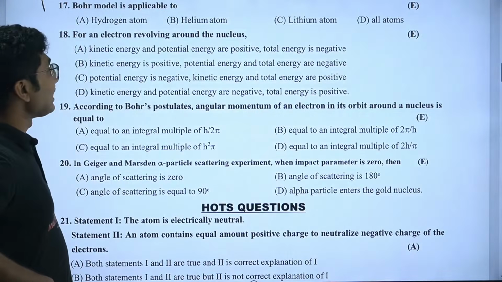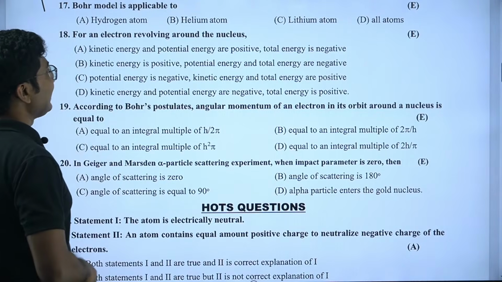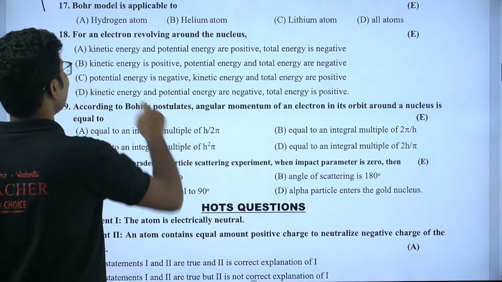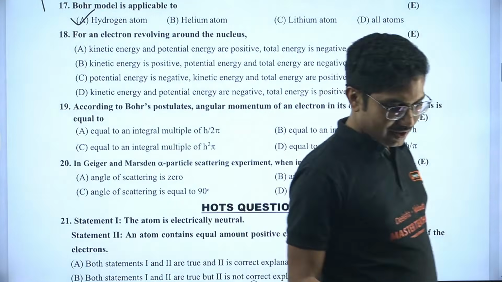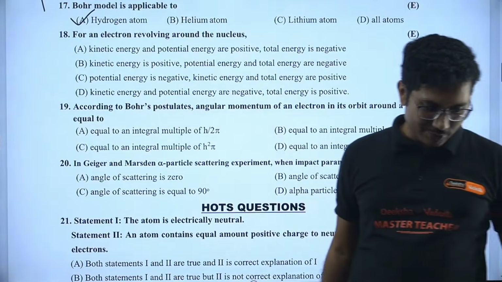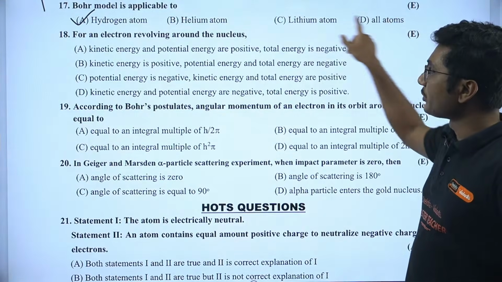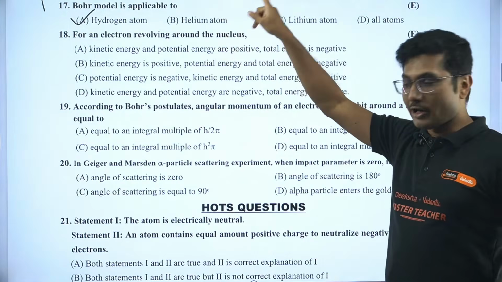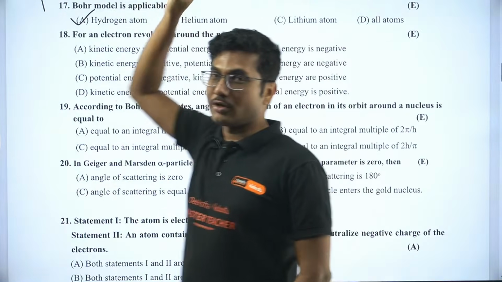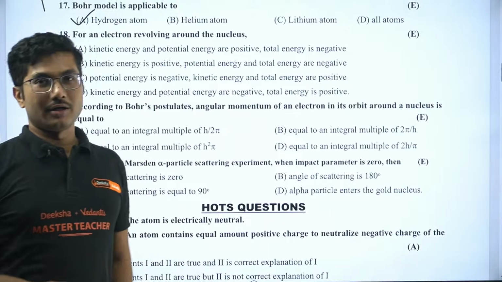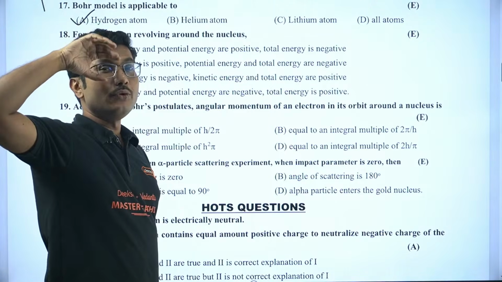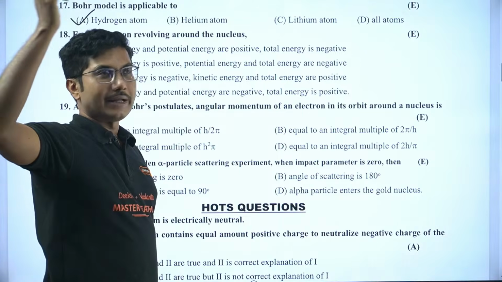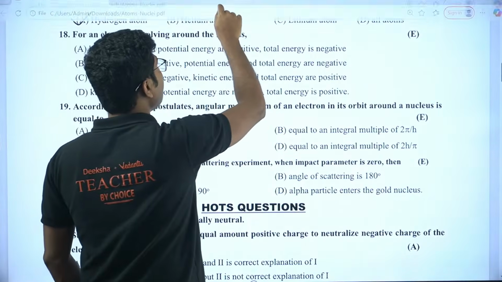Bohr's model is applicable to hydrogen, helium, lithium, all? Only hydrogen. Do not mark all atoms. No, Nagaraja. It is not applicable to all atoms. Bohr's model is applicable only to hydrogen and hydrogen-like atoms. That is one of the drawbacks of Bohr's model. Helium might be applicable if you take one electron out, so it is applicable for He plus.